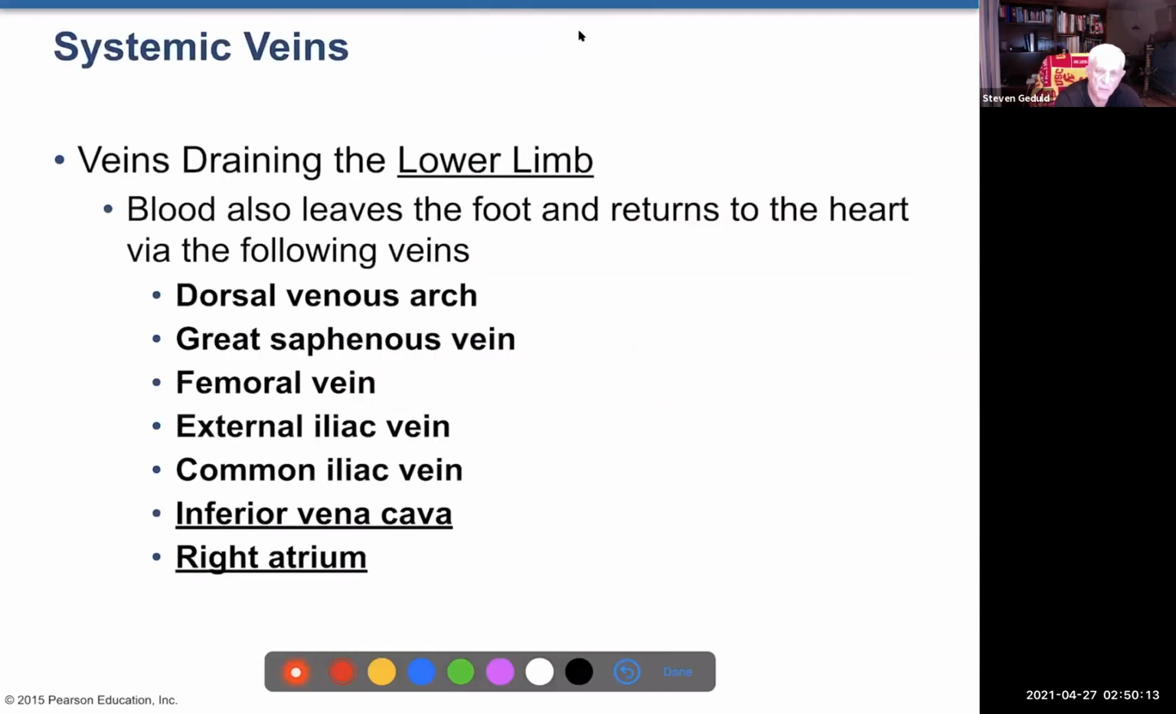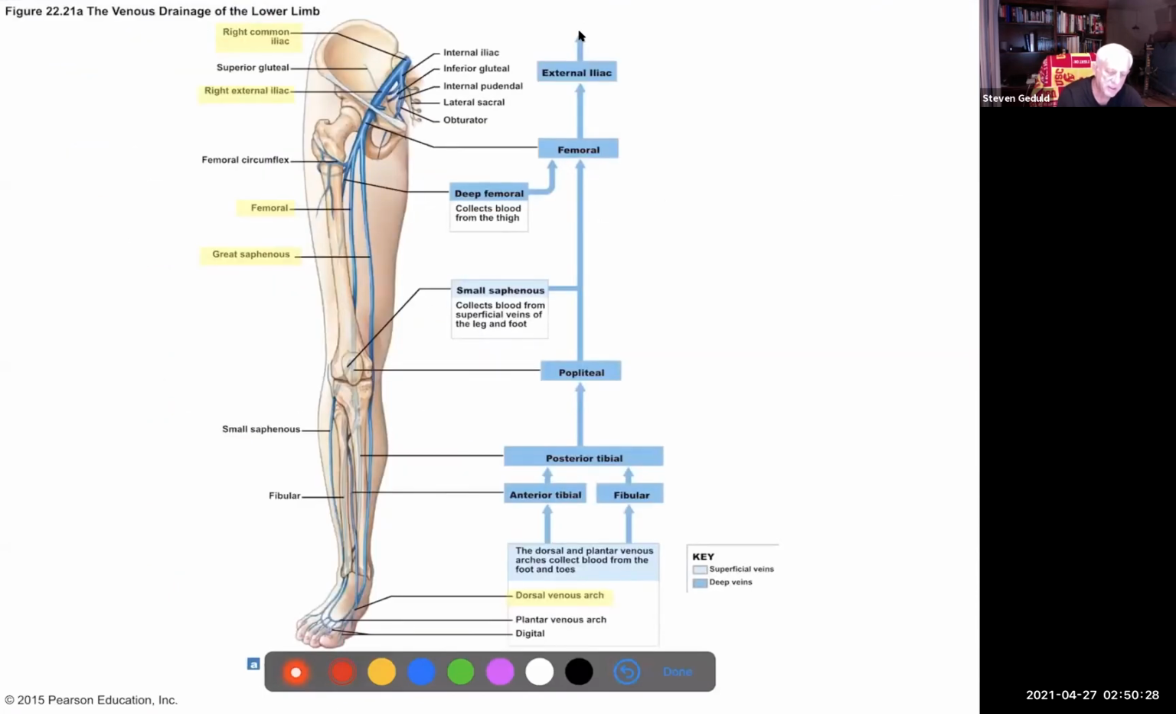Or it could go from the dorsal venous arch to the greater saphenous vein, to the femoral vein, to the external iliac vein, to the common iliac vein, back into the inferior vena cava, right atrium. Multiple pathways to get it done. You can see the dorsal venous arch, the greater saphenous vein drains into the femoral vein, to the right external iliac, to the right common iliac.